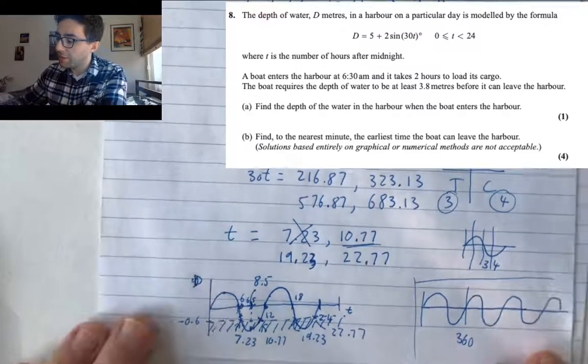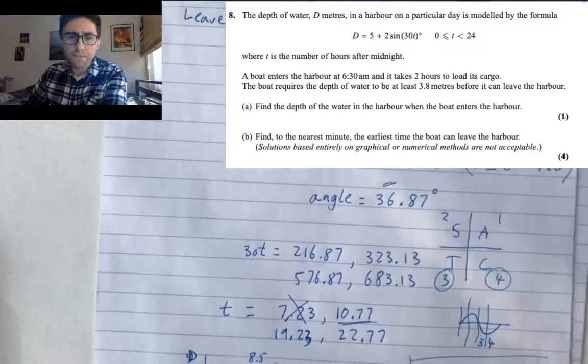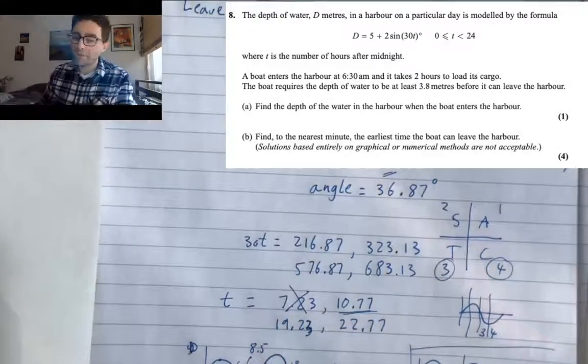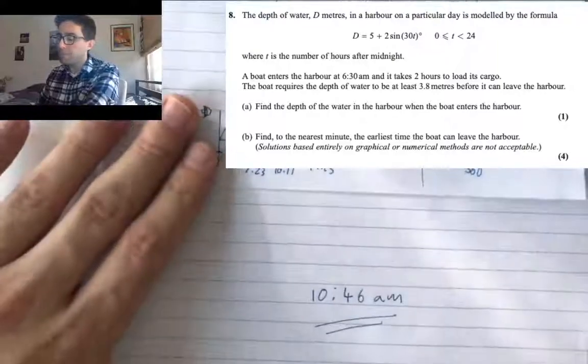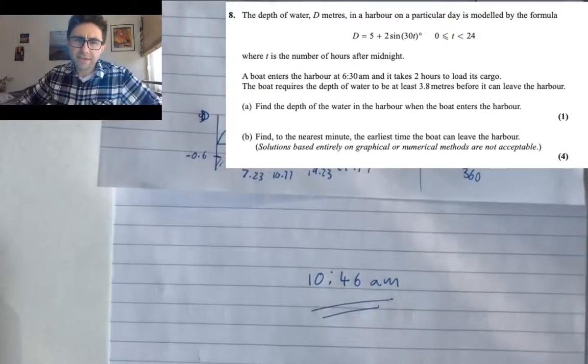Did a little bit of thinking about it, checked out our solutions, realised 7.23 is a disgrace. 10.77 was the first time it could leave. Translated it into the 24-hour clock. Bish bash bosh, 4 marks.